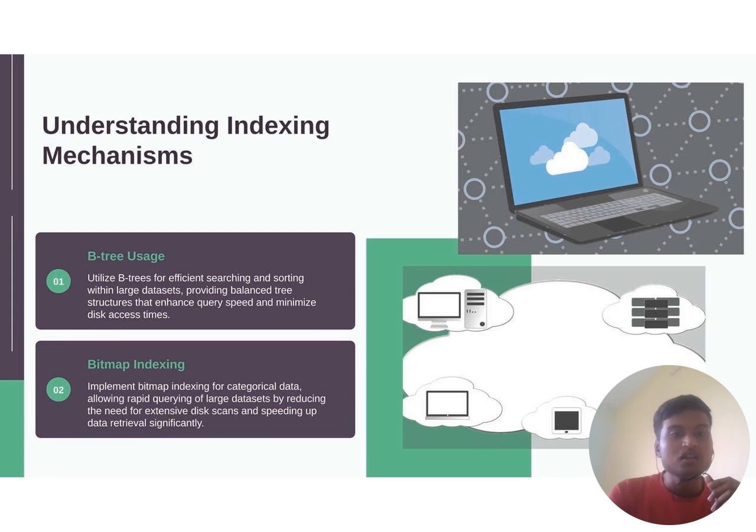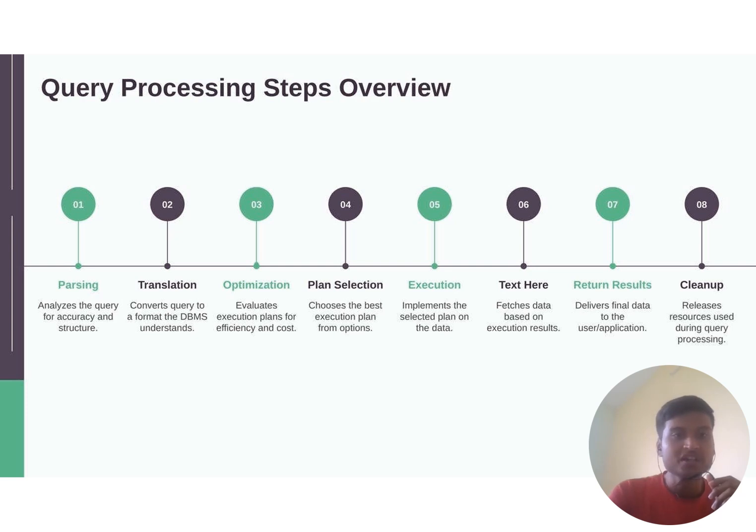So in this, they implement bitmap indexing for categorical type of data, which allows rapid querying of large data sets by reducing the need for extensive disk scans and speeding up data retrieval significantly. So moving ahead with the query processing steps overview.